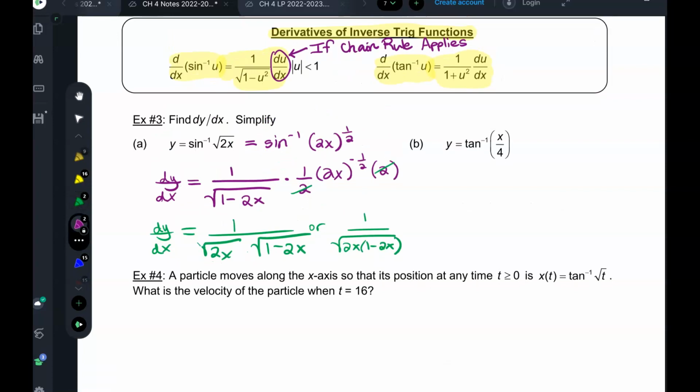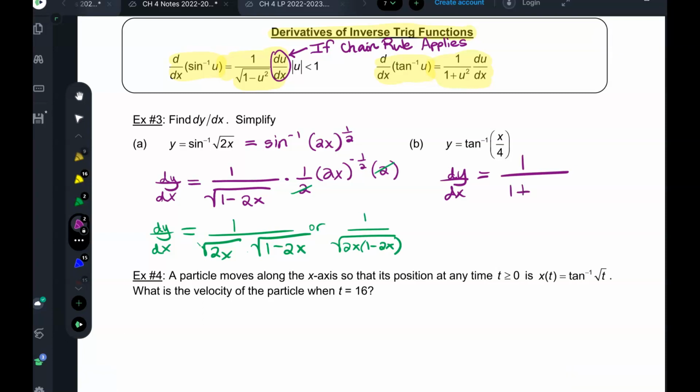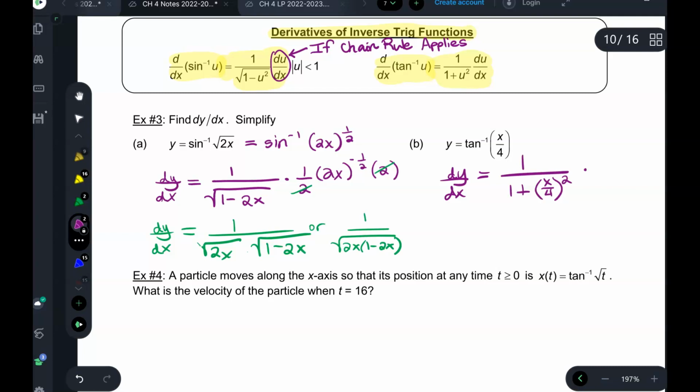Remind us what the tangent is. It's 1 over 1 plus u squared, and then du dx is our chain rule. So dy dx is 1 over 1 plus, what's our u this time? x over 4. Now here we are going to have to do a little simplifying. One thing I don't like is complex fractions, so we'll deal with that. And then the whole thing gets multiplied by 1/4.